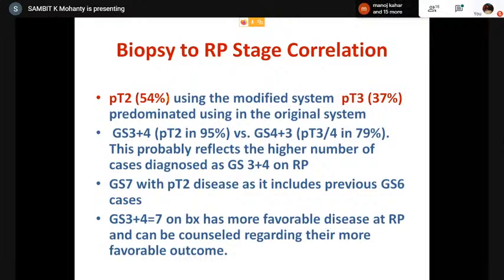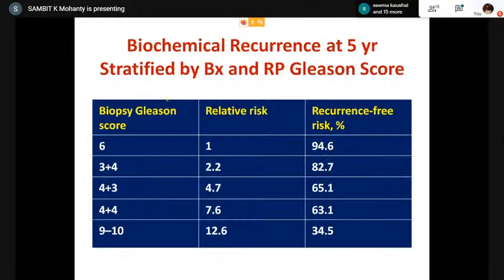And if it is a 3 plus 4 on biopsy, it has a more favorable disease on radical prostatectomy, and the patient can be counseled regarding their favorable outcome while dispatching the report. Again, recurrence-free risk. If it is a 6 or grade group 1, you have a recurrence-free risk of 94.6%, whereas for 9-10 it is 34%. 3 plus 4, 4 plus 3, it is dropping down to 65% from 82%. And the relative risk is 4.7. So it is bad.